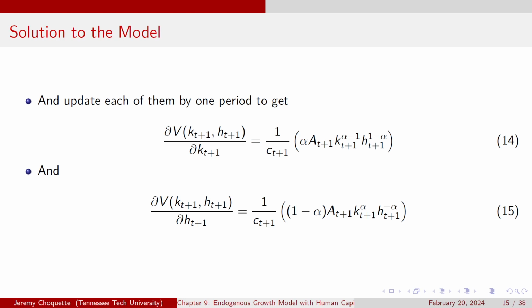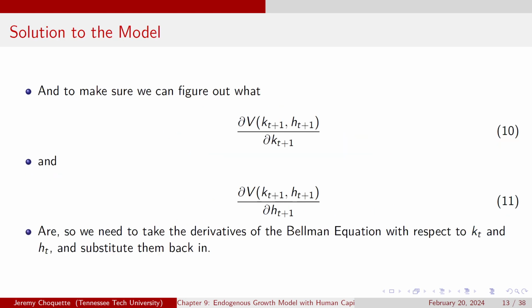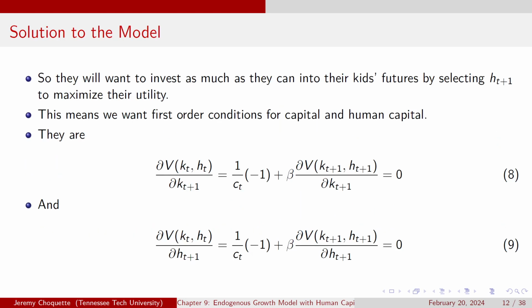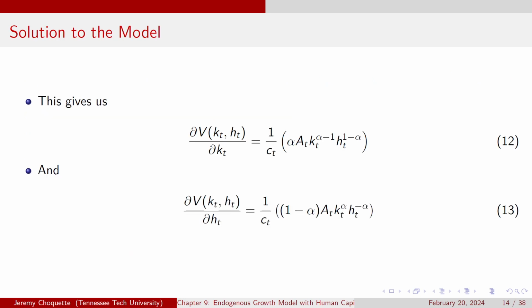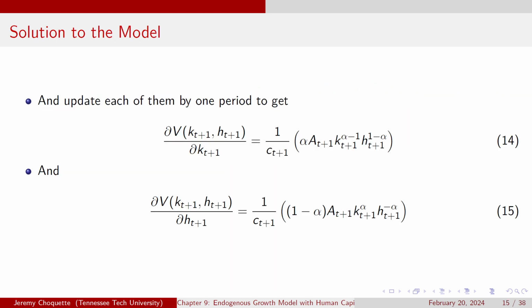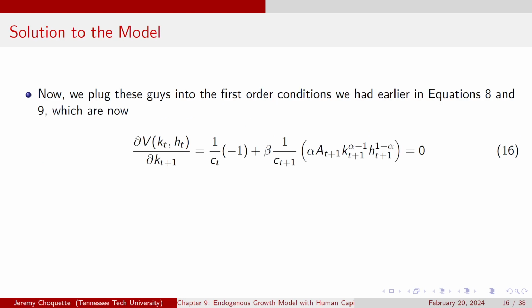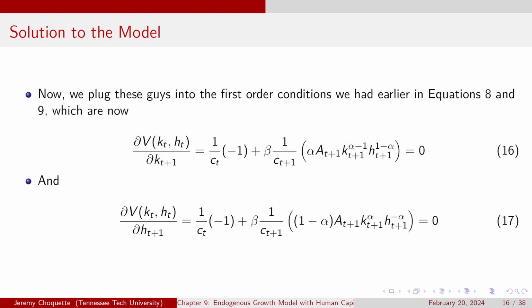But the left-hand side of equations 14 and 15 were those terms that we didn't know yet in the Bellman equation, in our first order conditions in equations 8 and 9 over here. So now we know what those funky looking derivatives are in equations 8 and 9, because it's equations 14 and 15. So I take equations 14 and 15, plug them in, and that gives me equations 16 and 17. And so it's just 1 over ct times -1 plus beta times 1 over ct plus 1 times the marginal product of physical capital equals 0. And 1 over ct times -1 plus beta times 1 over ct plus 1 times the marginal product of human capital equals 0. That's equations 16 and 17.